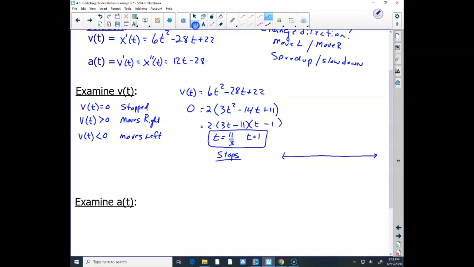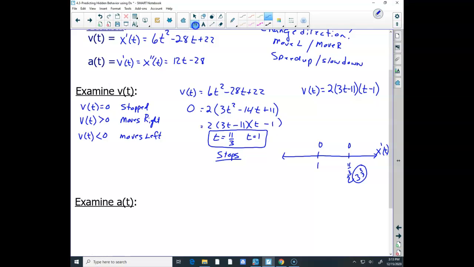So I'm going to call this my x prime of t line. I'm going to put my 1 on here. I got a 0. I'm going to put my 11 thirds on here for a 0. And for you decimal freaks, 11 thirds, well, that's what? 3 2/3, just a hint less than 4. And then what I'm going to do is take my v of t as 2 times (3t minus 11) times (t minus 1). And I'm going to test this.